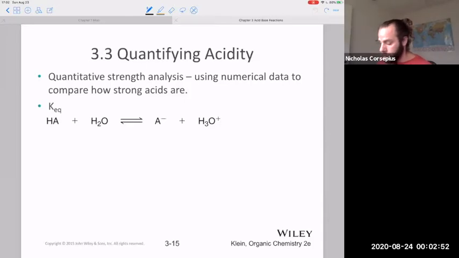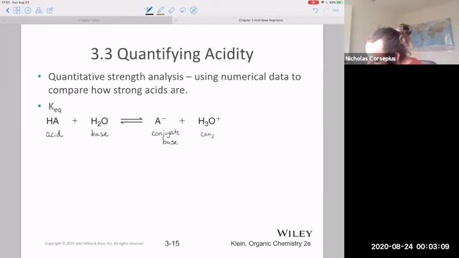First thing we've got to do: this is a generic equation for some acid mixing with water. In this case, water is playing the role of the base. That would make this species my conjugate base, and then I have my conjugate acid, the hydronium ion. So this is just a generic balanced chemical equation for when you're mixing water with an acid.